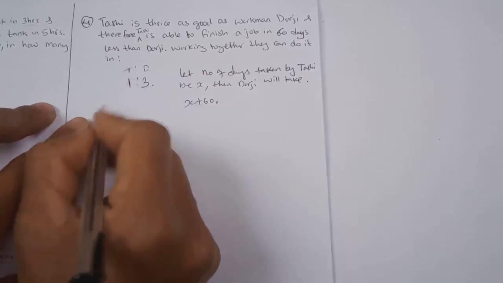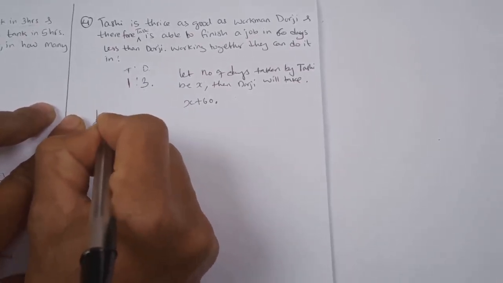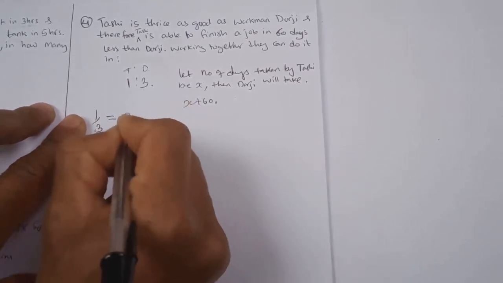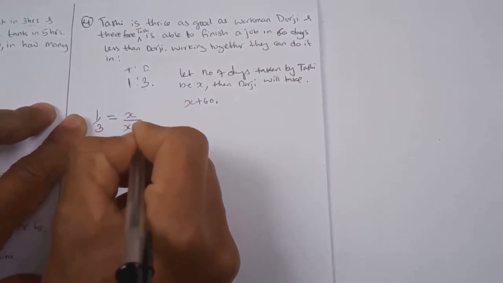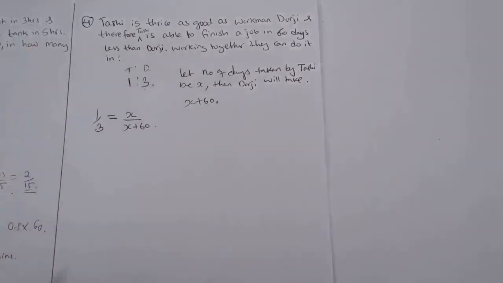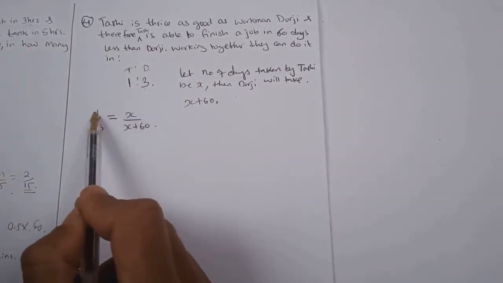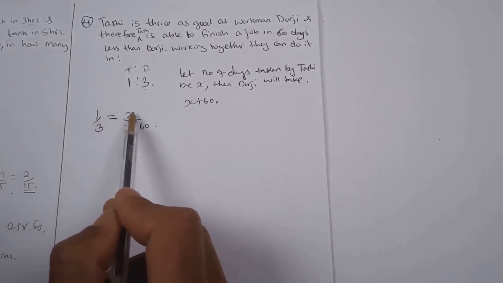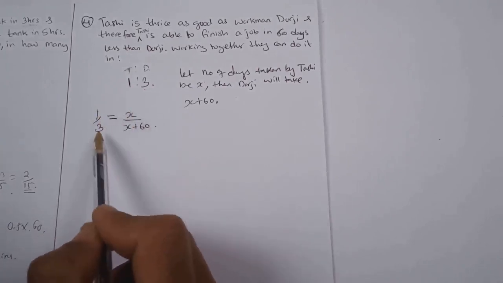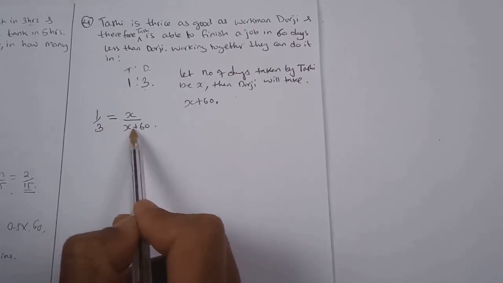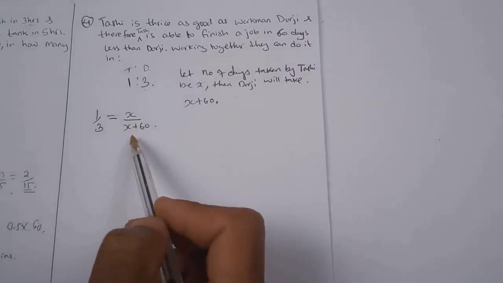The ratio is 1:3, which is equal to x over x plus 60. Tashi takes x days, and Dorji takes x plus 60 days, so for one hour of work Tashi takes x days, and similarly Dorji takes 3 hours, with another 60 extra, x plus 60.